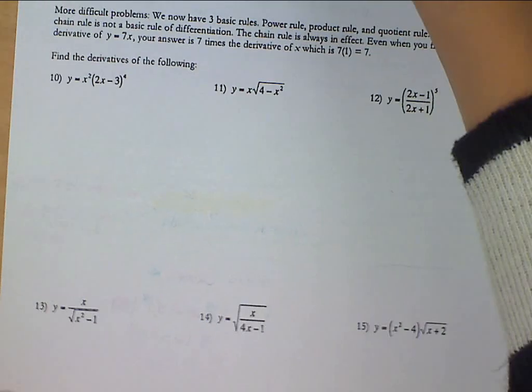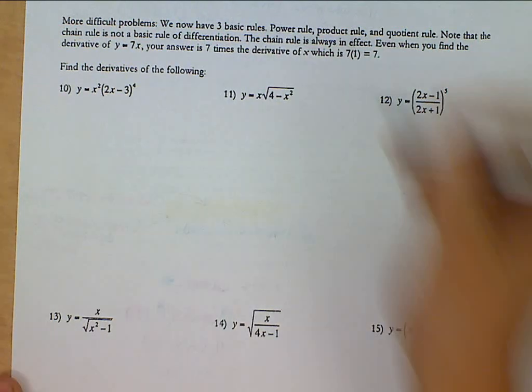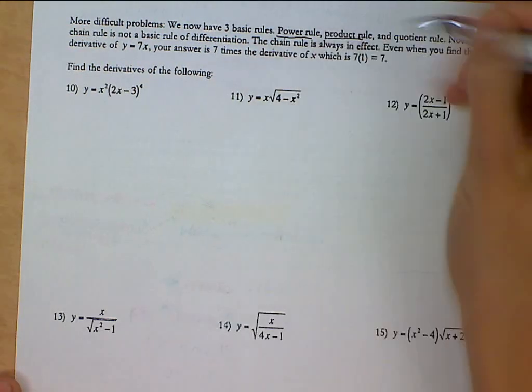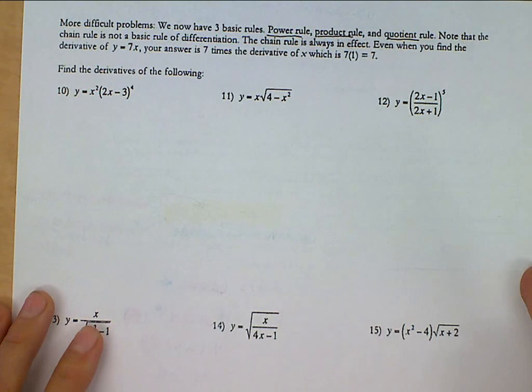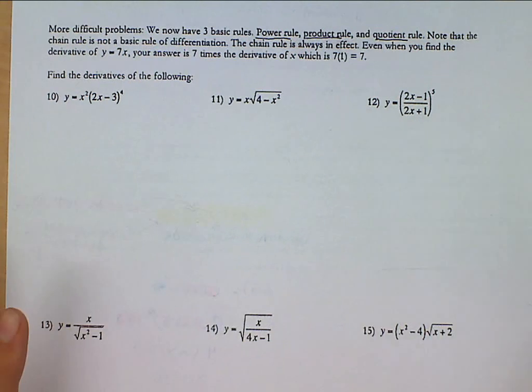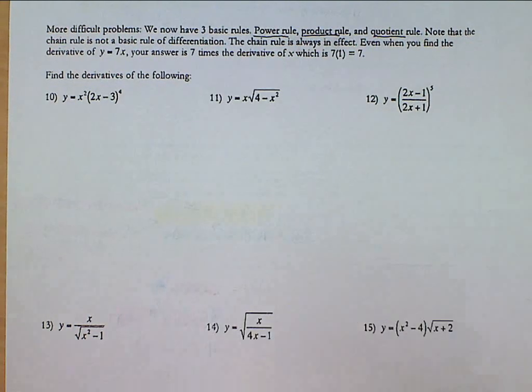So if we flip to the back, we're going to see more challenging problems. So we still have our 3 basic rules: power, product, and quotient rules. And the chain rule is not really a basic rule of differentiation because chain rule is always in effect. So no matter what derivative you're taking, technically you're using the chain rule. And so when we're labeling these about which rule we're going to use, we don't really want to think, are we going to use chain rule? Because you're probably going to use it either way.